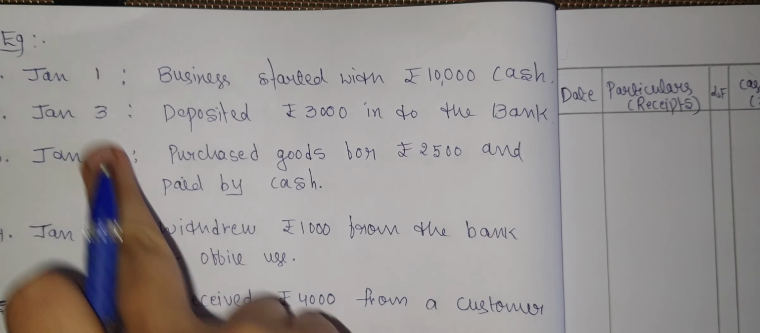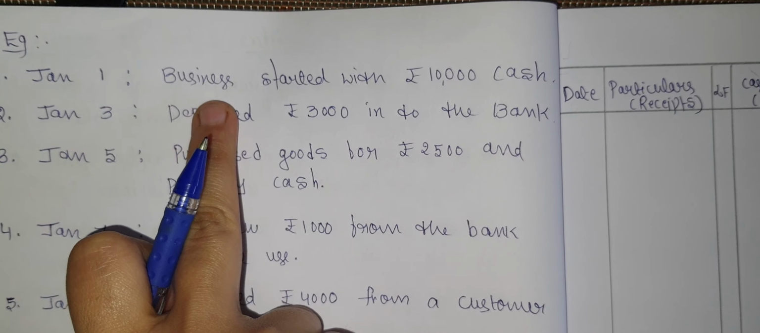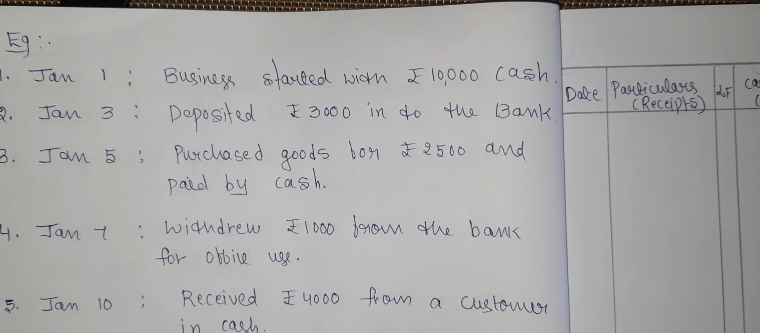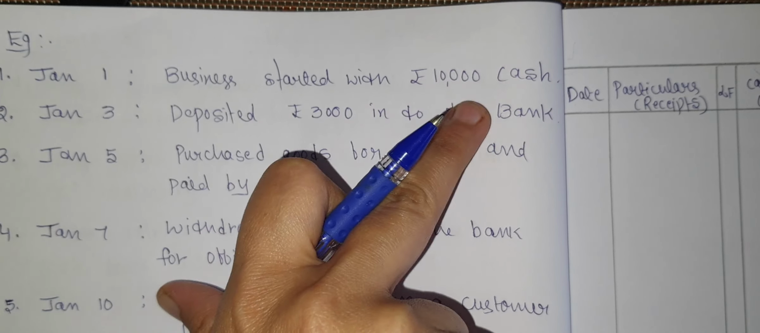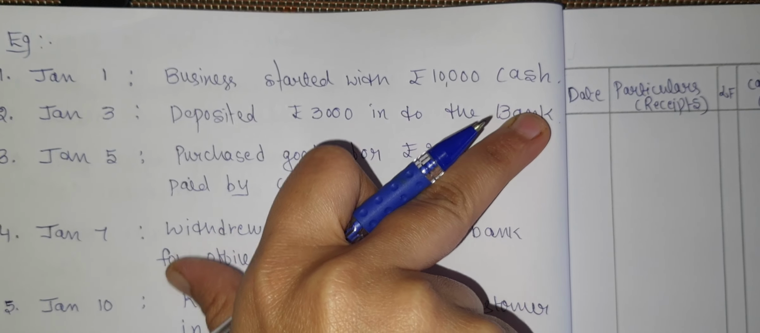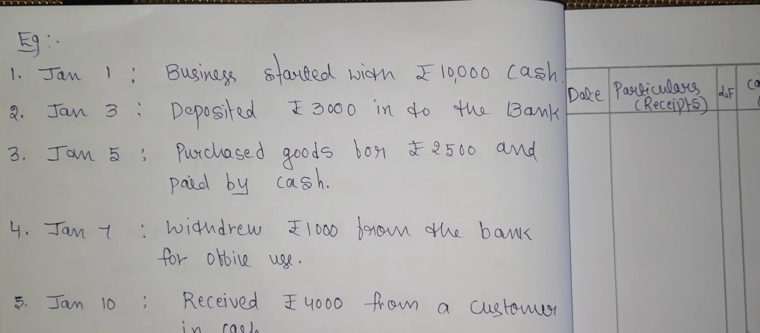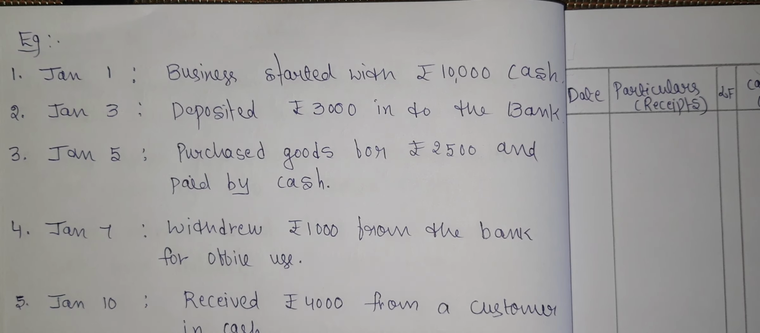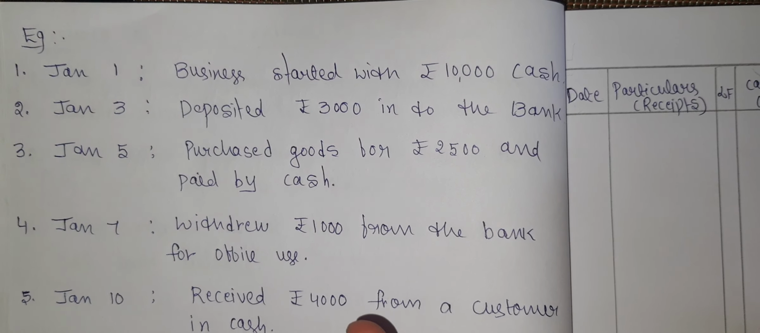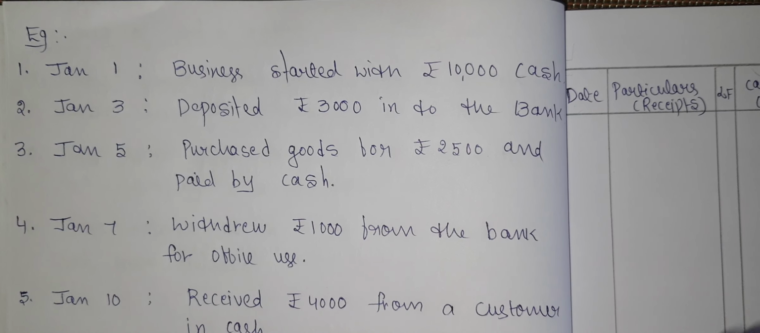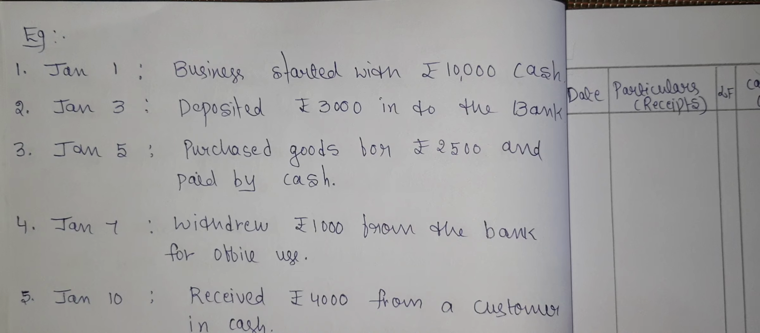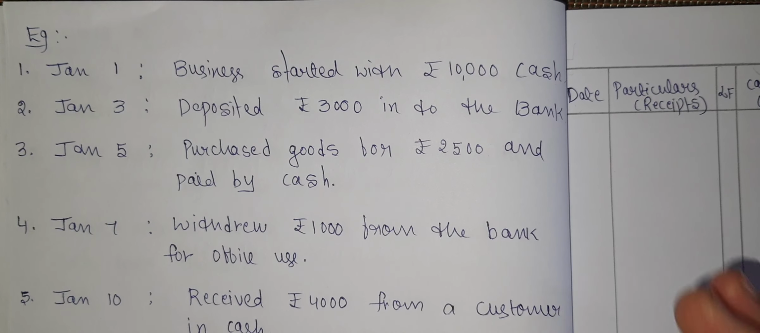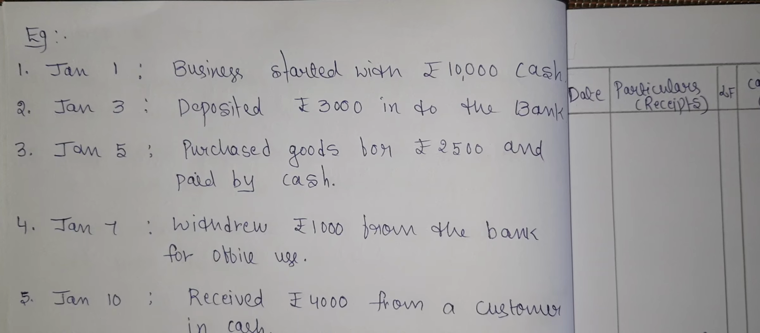First one is, on Jan 1st, business started with rupees 10,000 cash. Business started with rupees 10,000 cash means it comes under the receipt side. That is, we have to write to capital. That cash is with the business, so it is treated as receipts of our business.